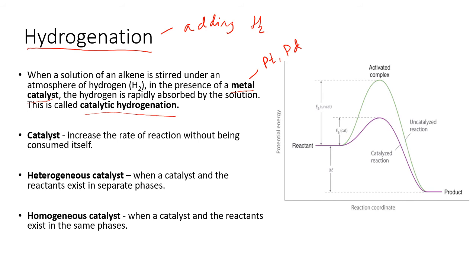There's two types of catalysts that we would have talked about in general chemistry: heterogeneous catalyst and homogeneous catalyst. So a heterogeneous catalyst is when it's in a different phase from the reactants, and it's considered a homogeneous catalyst when the reactants and the catalyst are all in the same phase together.